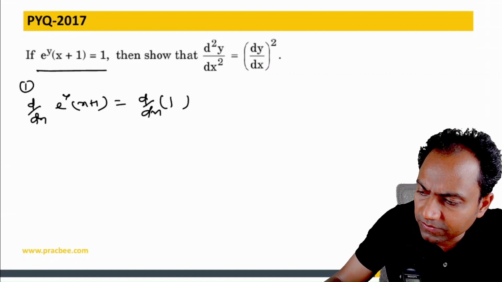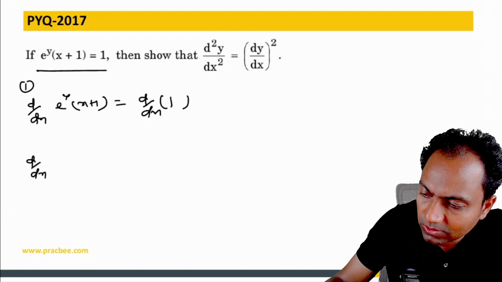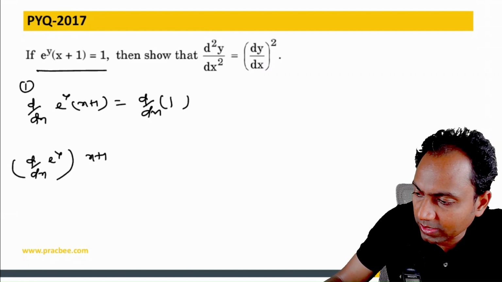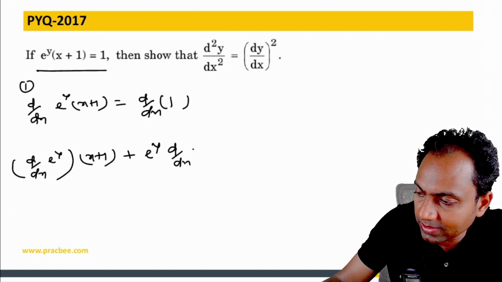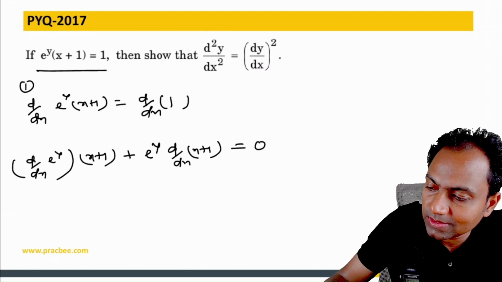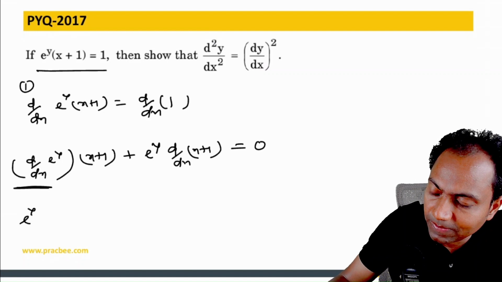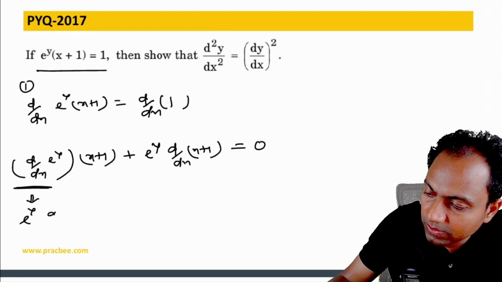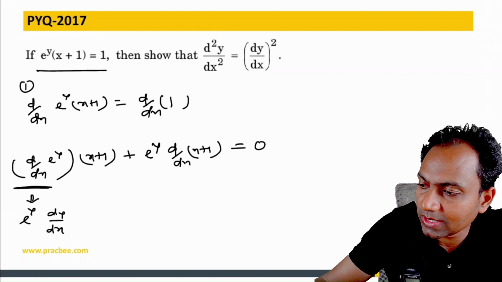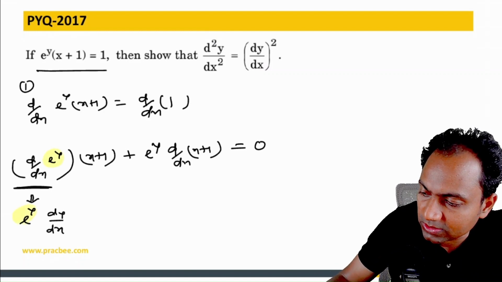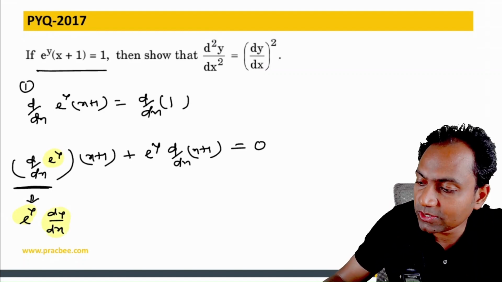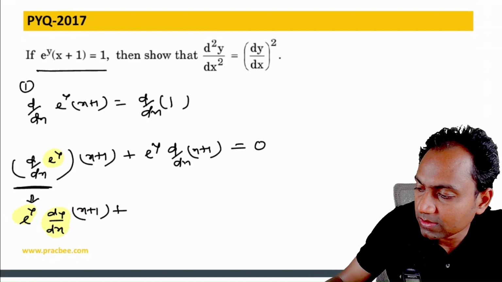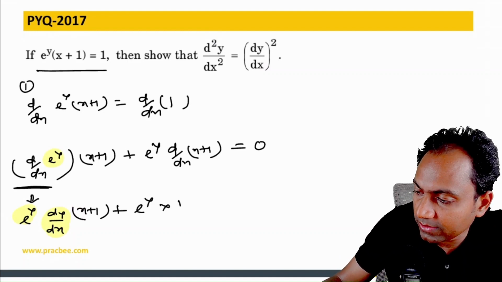I will apply the product rule. So d/dx of e^y into (x + 1), plus e^y into d/dx of (x + 1). Differentiation of a constant becomes 0. Once I have done this, the first part will be e^y, we are applying chain rule, and then the derivative of y will become dy/dx. This is very important to understand. Again, what I'm doing is differentiating e raised to the power y, but x is not there, y is there, so the derivative of y should also come. Chain rule we are applying. This part is very simple. It becomes e^y into 1 is equal to 0.